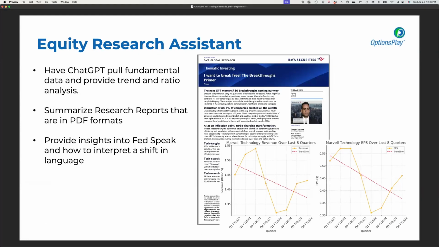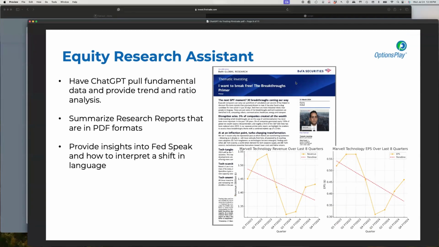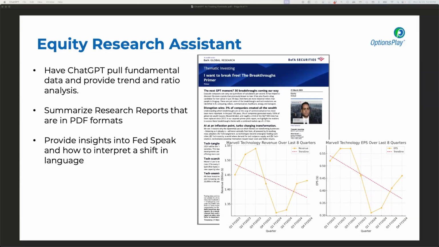And then lastly, this is really more open-ended. This is really more so to just give you some ideas of how you can potentially also use ChatGPT. You can have ChatGPT be your fundamental data provider and help you build trend and ratio analysis. So here's an example of one where I basically asked ChatGPT. Let me see if I can find the history of that and I can show it to you.